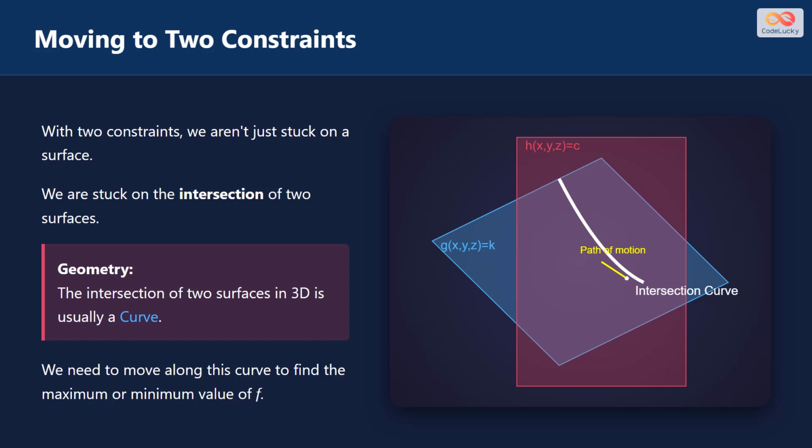Now, let us visualize the situation with two constraints. We are no longer moving freely on a single surface. Instead, we are confined to a specific path, the intersection curve of two surfaces. To maximize our function f, we need to move along this curve until we reach the highest value.